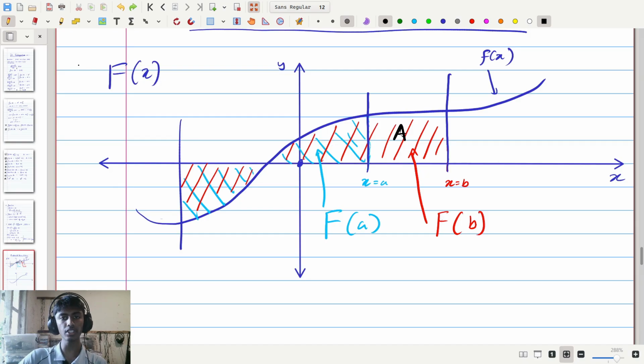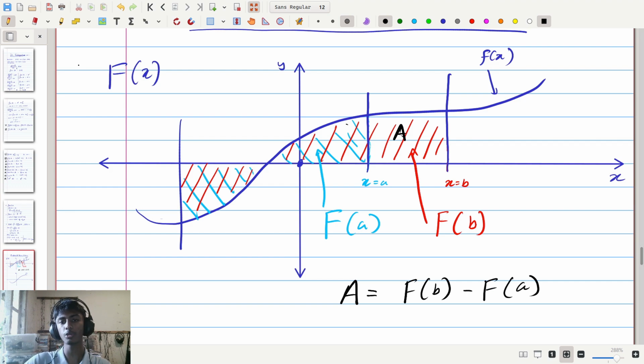We can see that capital A here is the difference of the red area and the blue area. Therefore, capital A, the area between x equals a and x equals b under the function f of x, is going to be equal to capital F of b minus capital F of a. This is one idea which we are going to be using later, but for now we are going to understand this idea and save it for later.